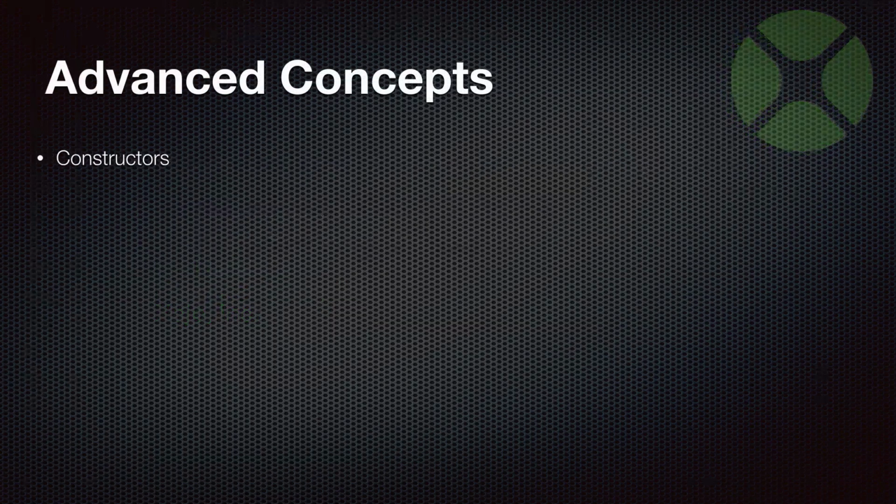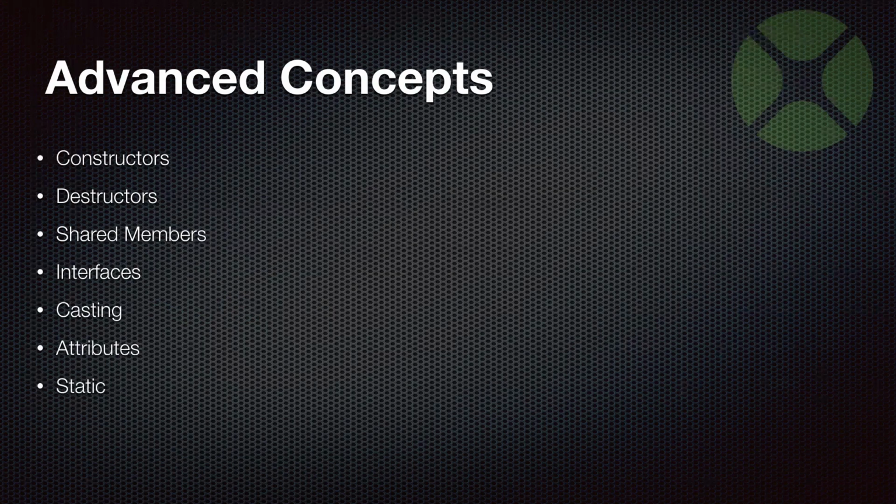So last time, well, not last time, but last month, the last video, a little while ago, we covered some general object-oriented concepts, and this time we're going to hit up a few of the remaining ones that are more advanced. So we're going to cover constructors, destructors, shared members, interfaces, casting, attributes, the static command and how that works, and briefly talk a little bit about memory management in regards to objects.